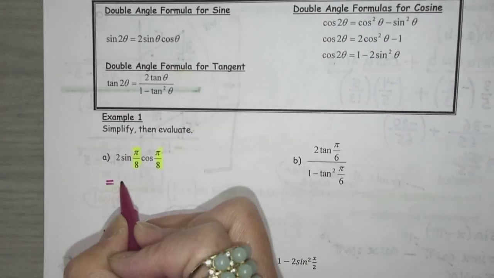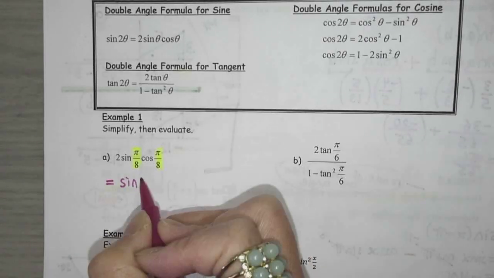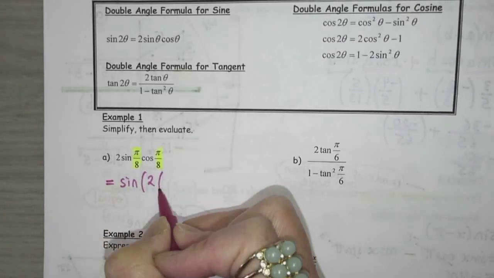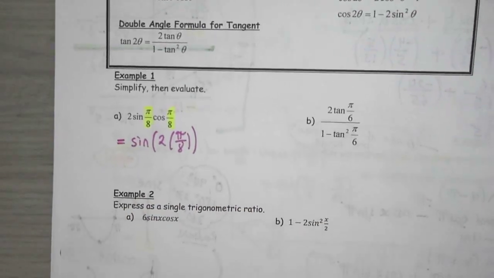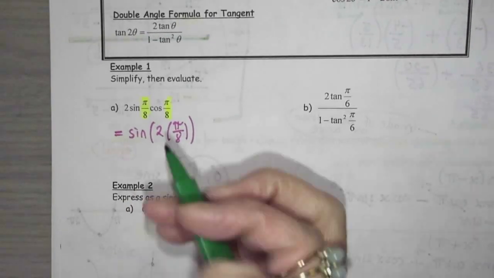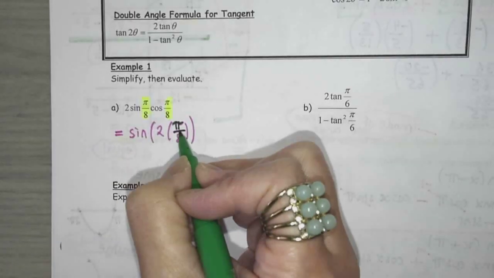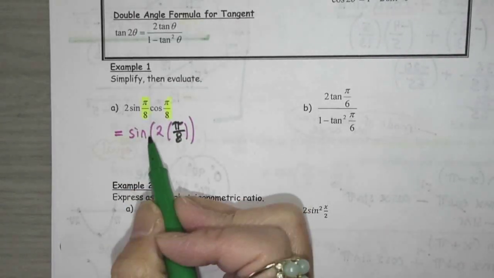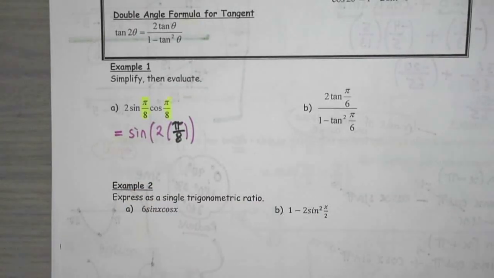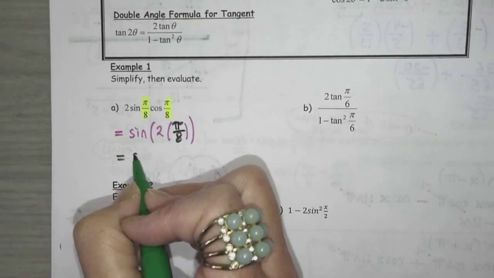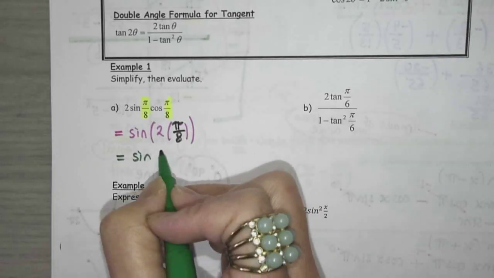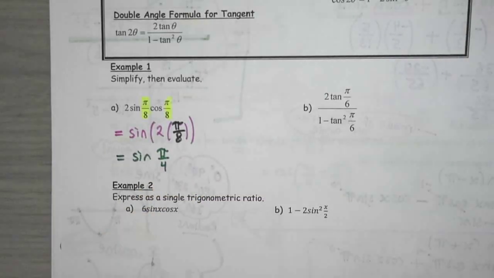So we're going to take this and we're going to say this is the same thing as sine of 2 times pi over 8. Double that angle. Then it'll keep going with sine, 2 times pi over 8 is pi over 4. Right? 2 times pi over 8 is pi over 4.